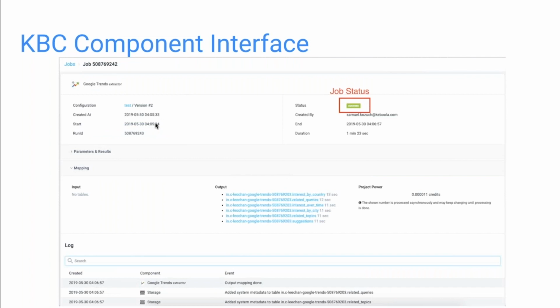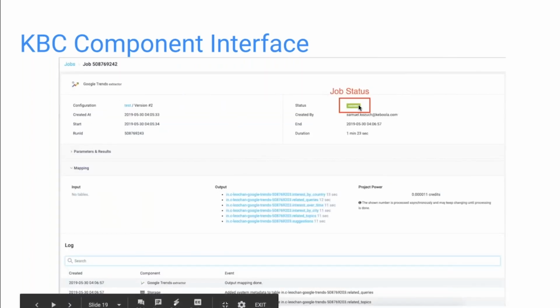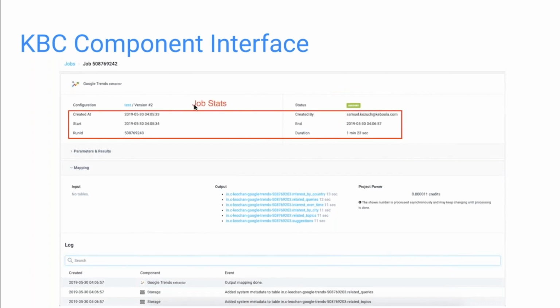If you click into one of these runs, which we call jobs, it will lead you to this page. Here is the job status. As I mentioned, green means success, red means failed, and yellow means it's pending. In this box are the stats of the job: when it started, when it was created, when it ended, who created it, and the duration of the whole component run.